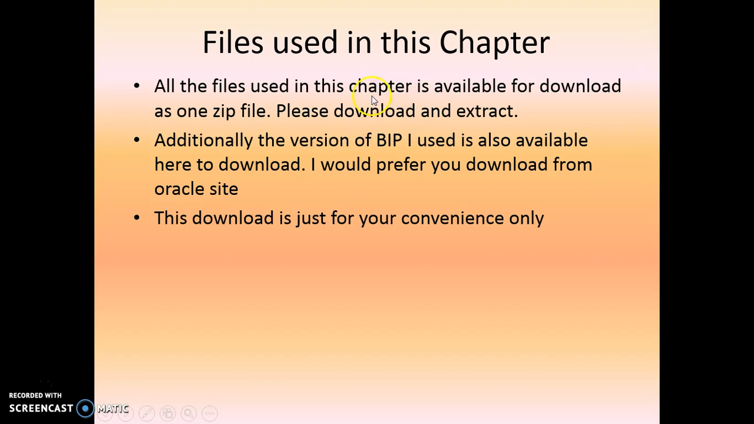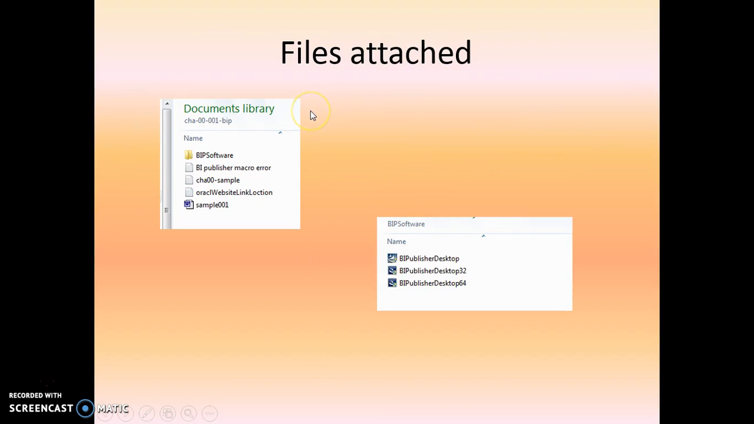The files used in this chapter are available as a zip file for download. You can see all the sample files that I use, the files that I use for installation. I also added the BI Publisher desktop version that I have used as a reference, as a convenience, but I would prefer you go to the Oracle website and download the right version, because my version is compatible with my Word document. If you get the zip file and unzip it, you would see a sample RTF file, a sample XML file, a website link location, and the common errors that I've seen. If you expand the BI software, you would see the desktop version I've used on my machine.